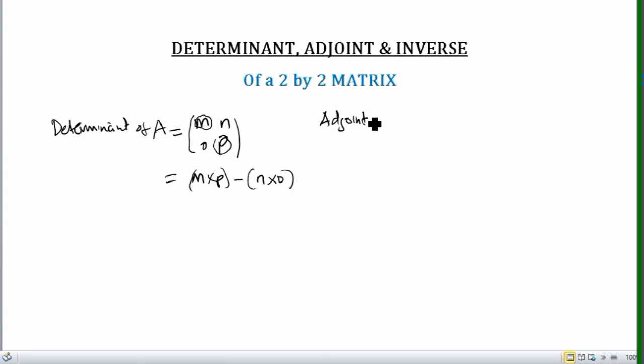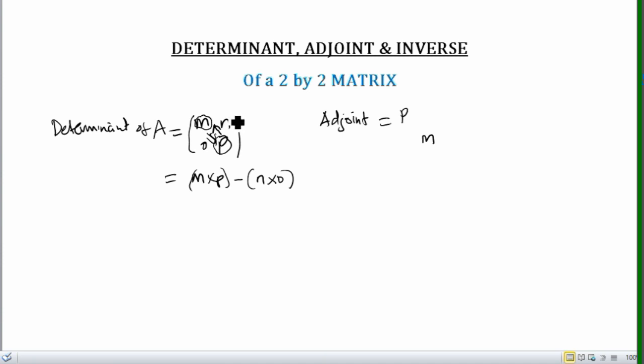Now the adjoint. You take the matrix MNOP and flip the elements of the leading diagonal, that is M and P. When you flip them, you interchange them. What do I mean? You take P, P goes there and M comes here. So we shall have P and M down here.